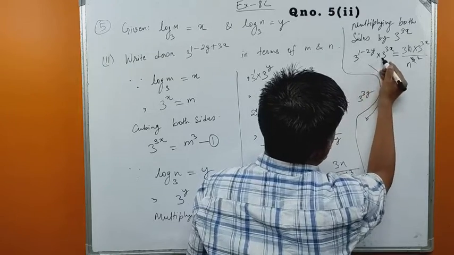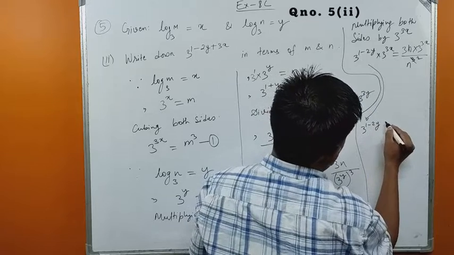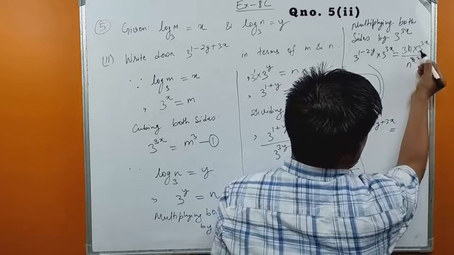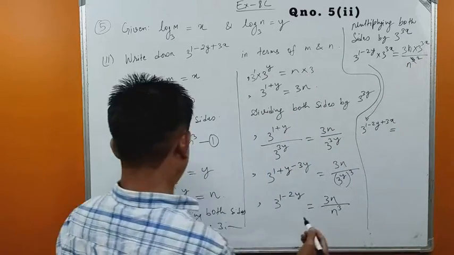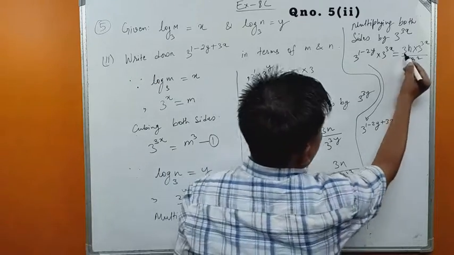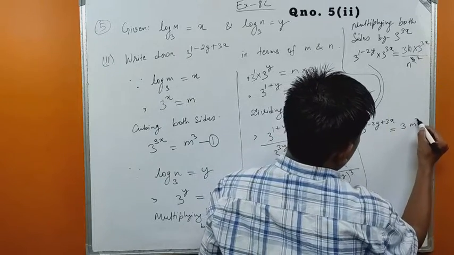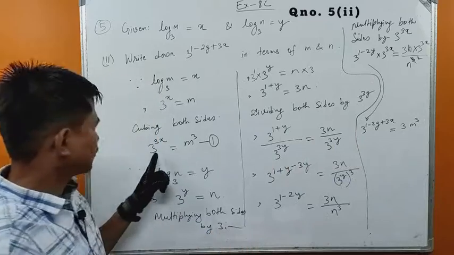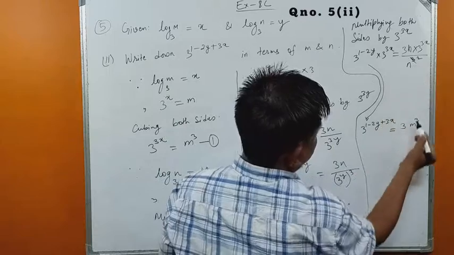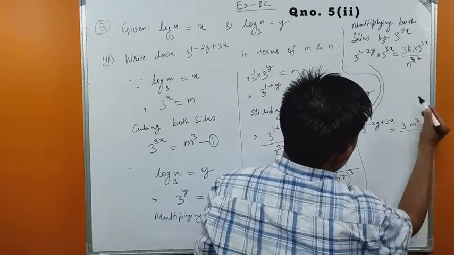So same base 3, and the powers will be added. 3 to the power 1 minus 2y plus 3x equals 3 into 3 to the power 3x. 3 to the power 3x means m cube. This 3 remains here as it is. So this is 3 m cube divided by n square.